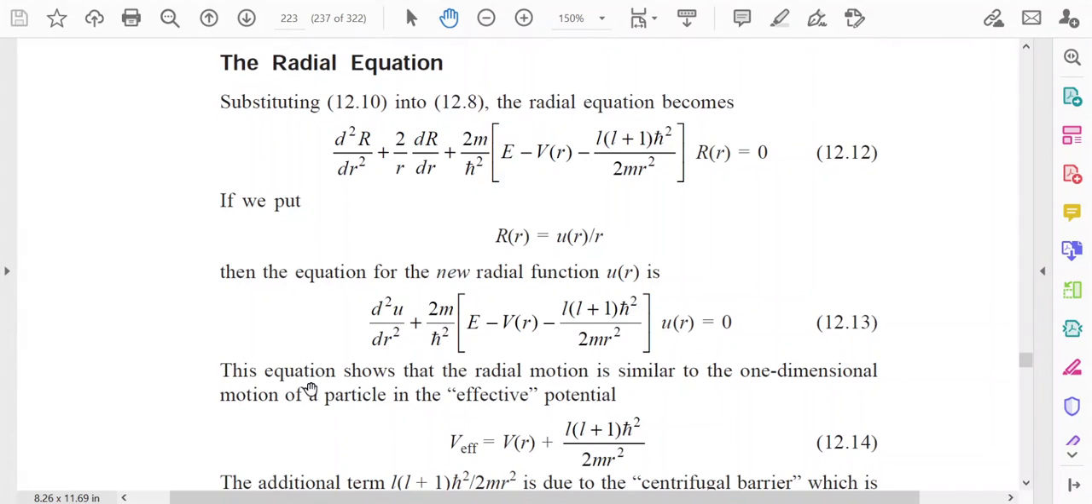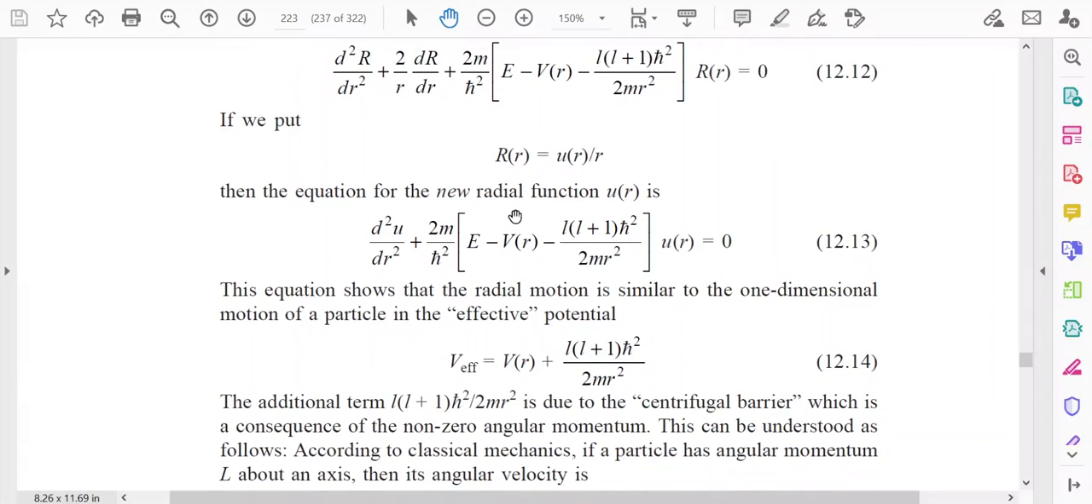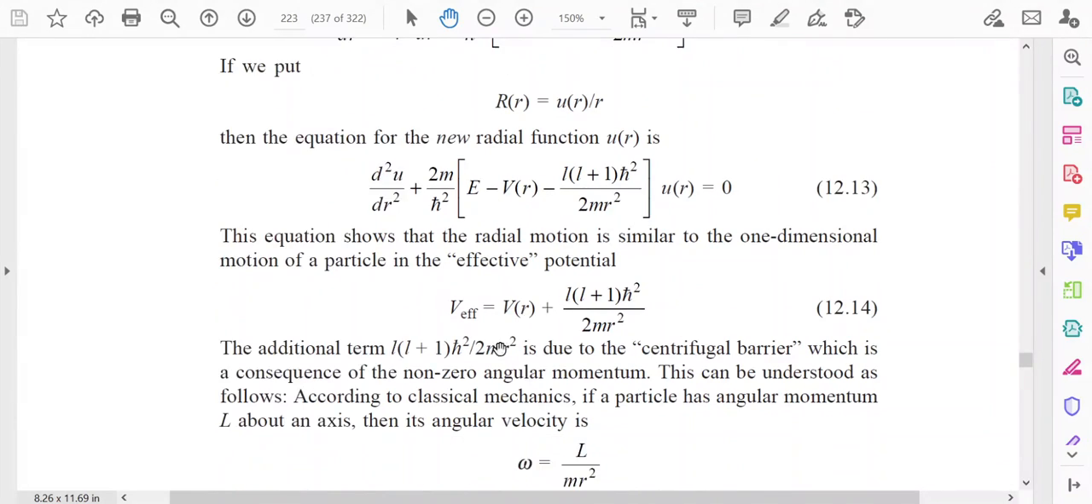Now, this equation shows that the radial motion is similar to the one-dimensional motion of a particle in an effective potential. Effective potential means, actually in the Schrodinger equation, this should be E minus V. So this whole term containing the second and third term, we are considering as a single term, V effective. We write V effective as V of r plus l into l plus 1 into h cut square by 2m r square. This term is known as the V effective.